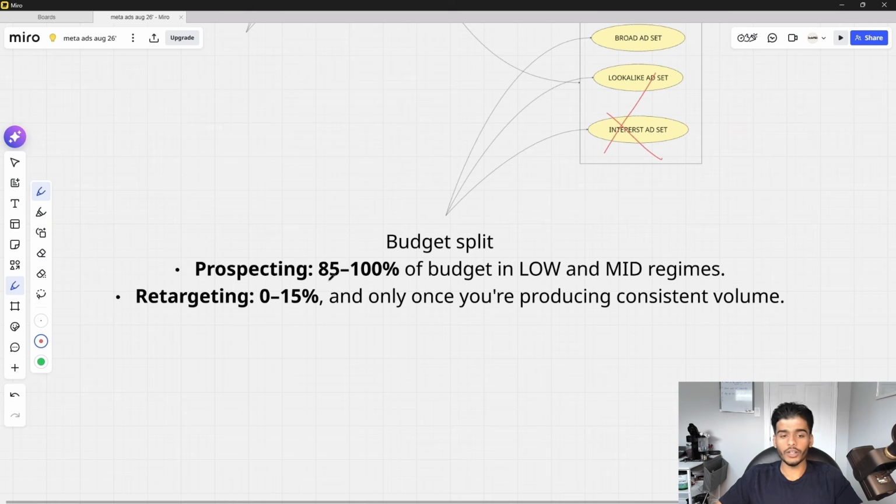85 to 100% of your budget should go for prospecting in top of funnel ads if you are in the low or mid regime. You can even throw in middle of funnel ads in the same ad set if you are in the mid or low regime. Facebook is gonna figure it out. Trust me. Because retargeting ads are really hard to pull off.